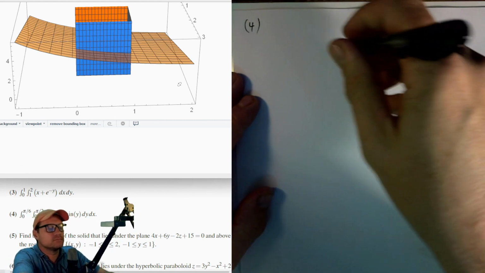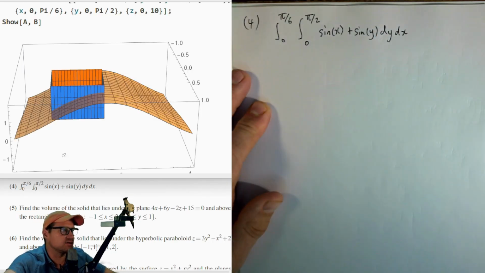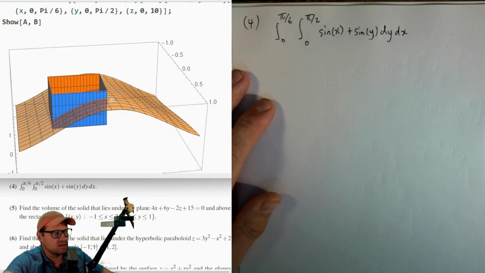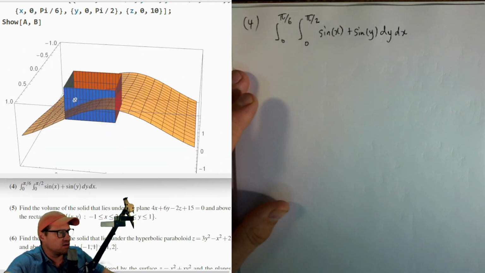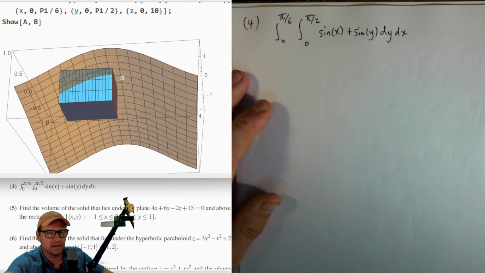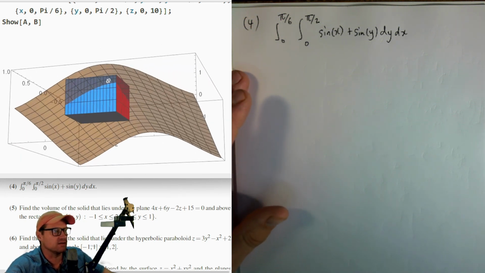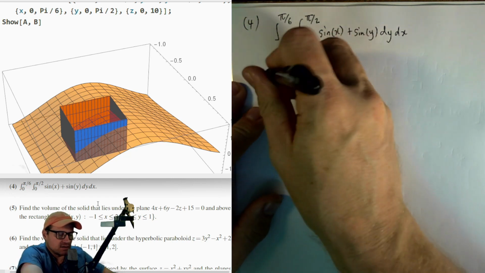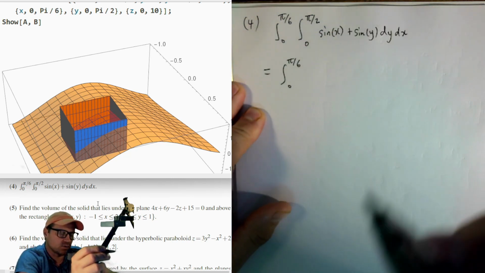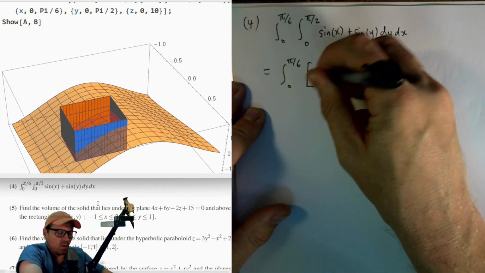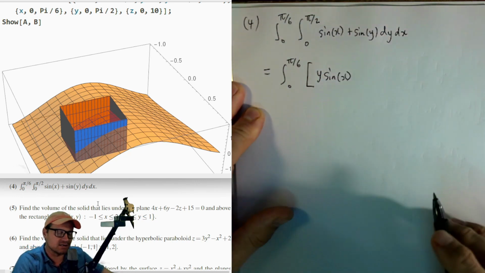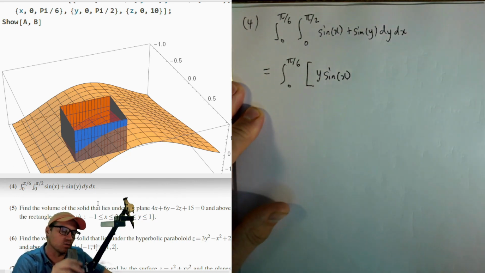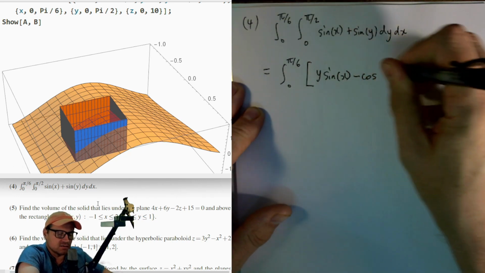Question 4. Okay, so here we can see the surface that we're calculating the volume under within this rectangular region here down to the plane z equals 0. We're calculating the volume under the surface within that region. Okay, so let's begin the calculation. So integrating sine x with respect to y gives y sine x. Integrating sine y with respect to y gives minus cos of y.